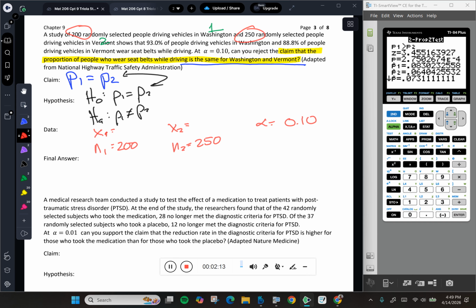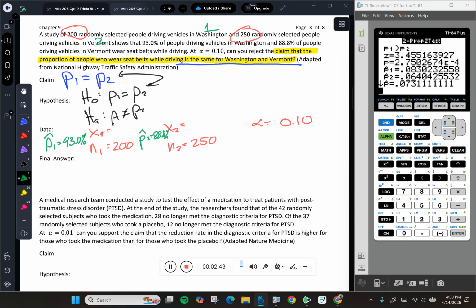This is the same thing as the last time. They did not give us what we need. They gave us a P1 hat at 93%, and they gave us a P2 hat at 88.8%. So I have to turn P hats into X's. Good thing is I know how to do that. I can make that work pretty easily.